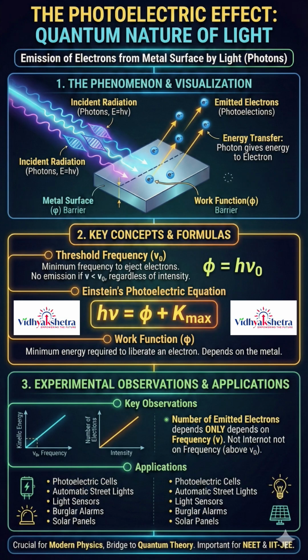This leads to Einstein's photoelectric equation, h nu equals phi plus K, where K equals 1/2 mv² is the maximum kinetic energy of the emitted electrons. Experimental observations show that the kinetic energy of photoelectrons depends only on the frequency of incident light and not on its intensity. Increasing intensity increases the number of emitted electrons but does not increase their kinetic energy. This is a key NEET and IIT-JEE concept.